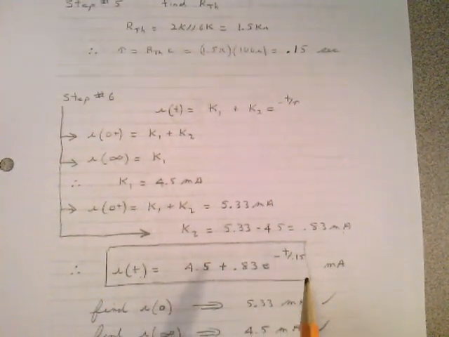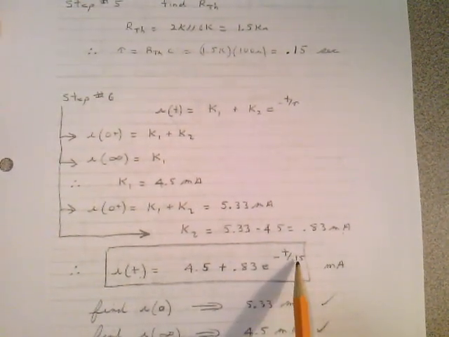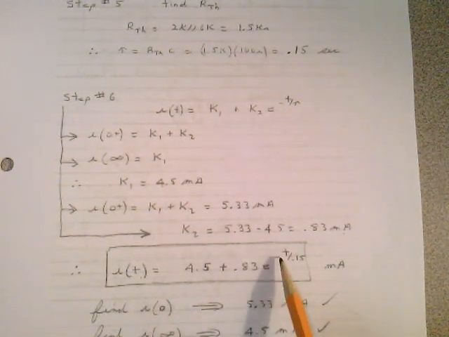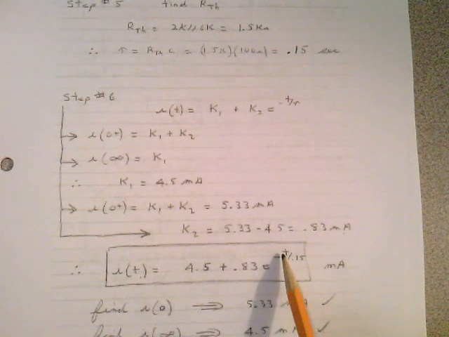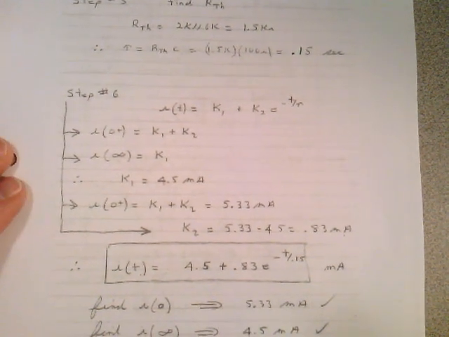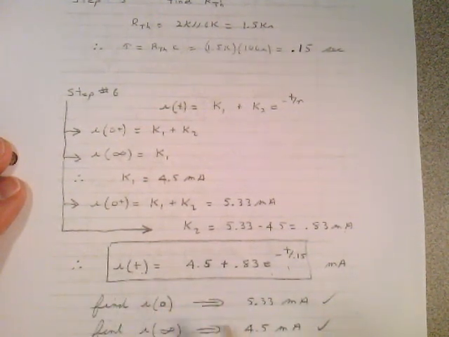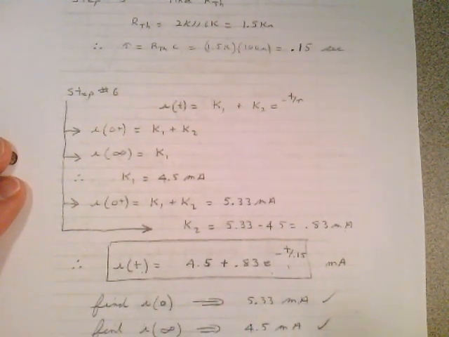Now I don't care if you invert 0.15 and you put it in the numerator. If you do that, you're going to end up with 6.67, a negative 6.67 t up here. Either way, it'll work out. And there's your answer. But before you move on, let's evaluate this and see if I at 0 is 5.33 milliamps.